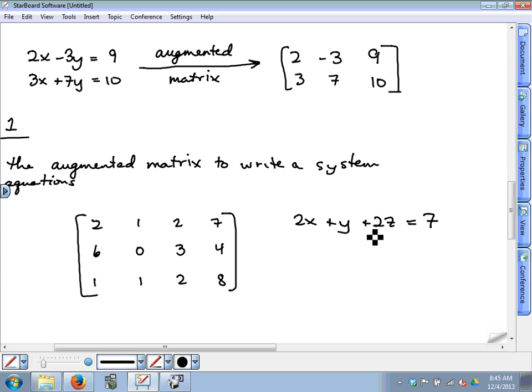All right. What's the equation from the middle row? Yeah, how do we deal with the 0? There's no y variable. I mean, you could put a 0y in there, but that doesn't mean anything. So 6x plus 3z is equal to 4. Bottom equation is x plus y plus 2z is equal to 8.